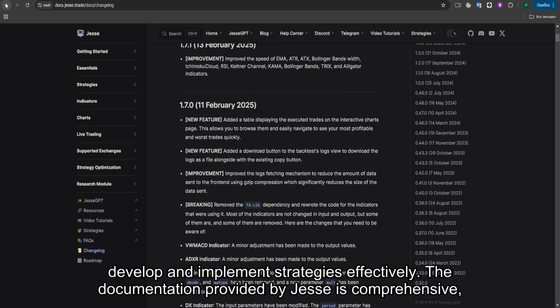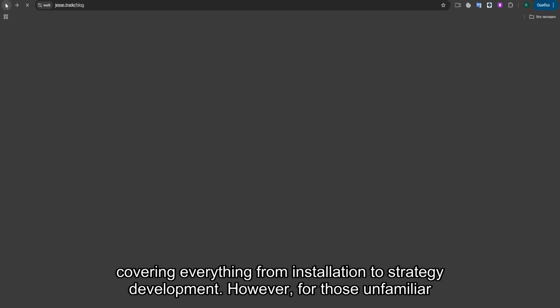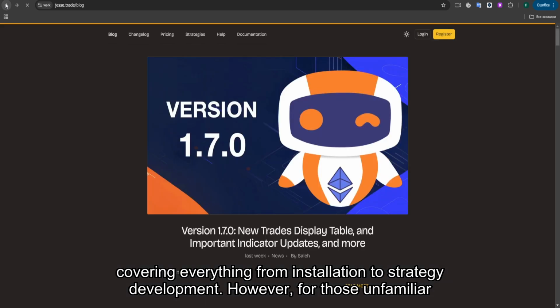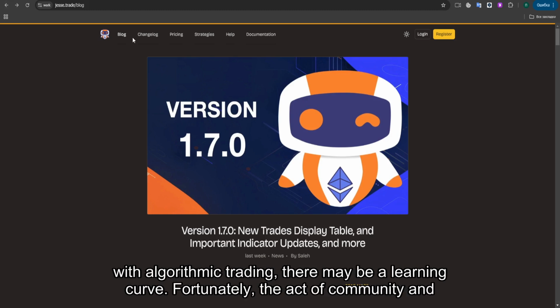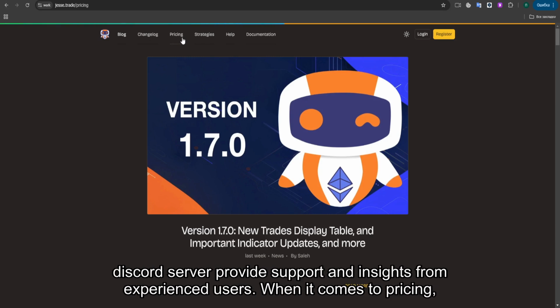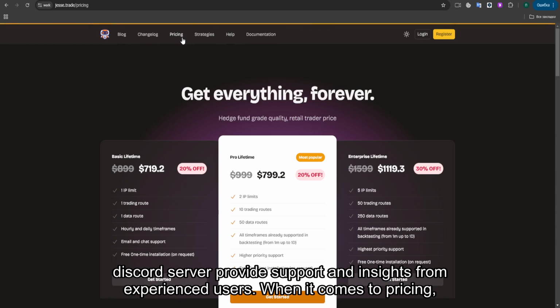The documentation provided by Jesse is comprehensive, covering everything from installation to strategy development. However, for those unfamiliar with algorithmic trading, there may be a learning curve. Fortunately, the active community and Discord server provide support and insights from experienced users.